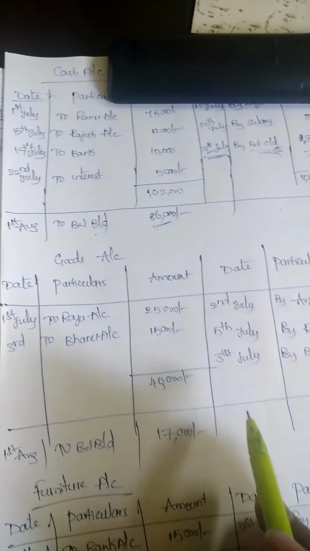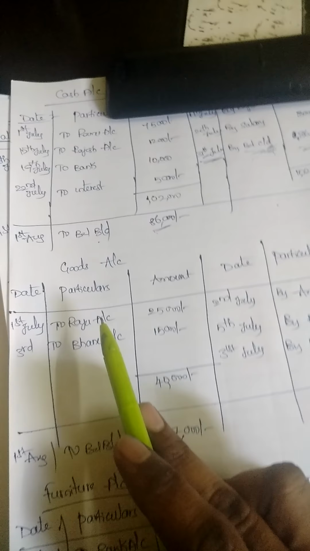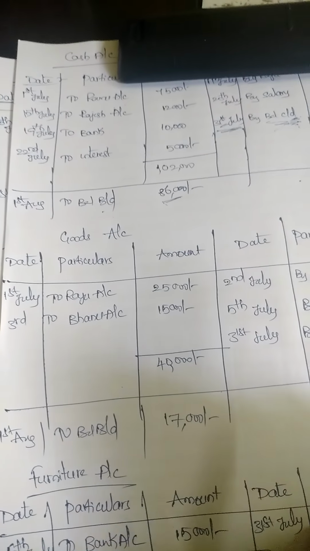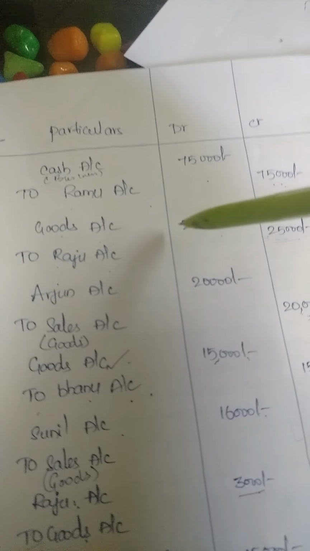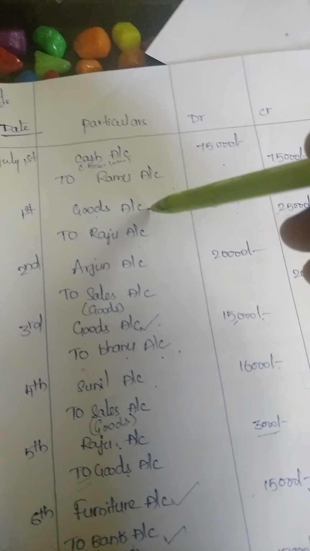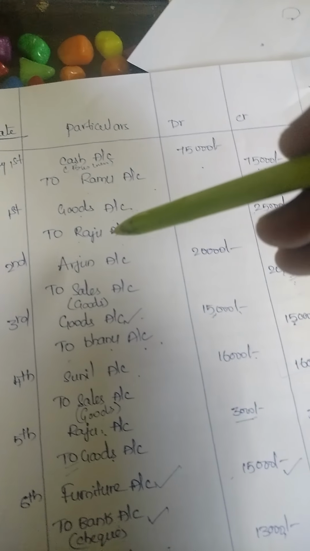Next one is goods account. Goods account means the persons who purchased the goods, what transaction was done, what we posted in the journal, and how to write all these things in the ledger, now we will see. First of all, for goods account we have to see any transactions with goods account. The second transaction, on 1st July, we have goods account, that is goods account some amount, and to Raju. So to Raju we have to post here.